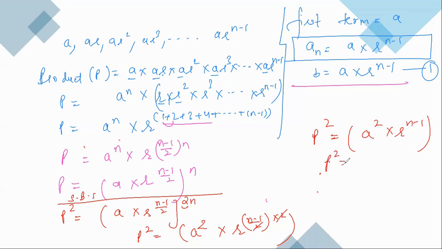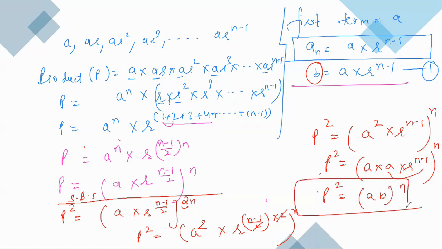So P square is equal to a times a, r raised to the power n minus 1. Here a is the first term and a times r raised to the power n minus 1 is b, so I'm putting it as b, and n we have outside also. Don't forget this. I break a square as a times a, and this expression I put as b. So (ab) raised to the power n, and don't forget the power here. We have just taken 2 inside and n is outside, so I forgot to write it.